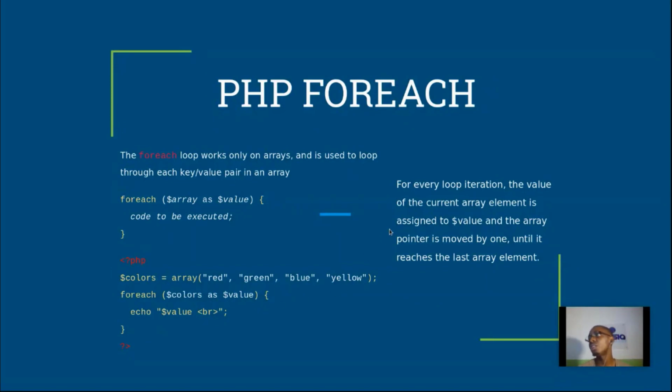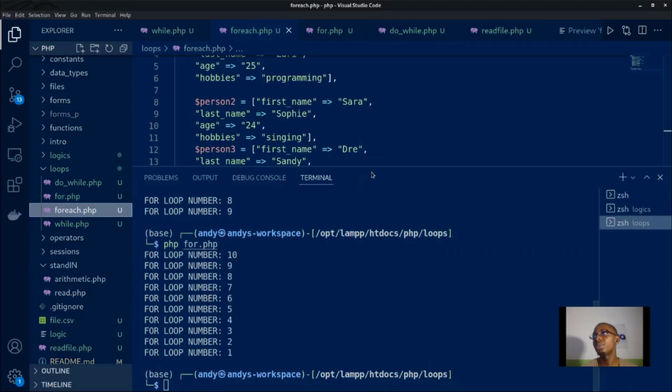So for each iteration, the value of the current array element is assigned to the value, and then the array pointer is moved by one until it reaches the last. So this is some kind of a while loop because after a condition is met, it increments, it moves to the next index. So it will move from red to green to blue to yellow in that manner, right? So let's actually see how this is used in PHP.